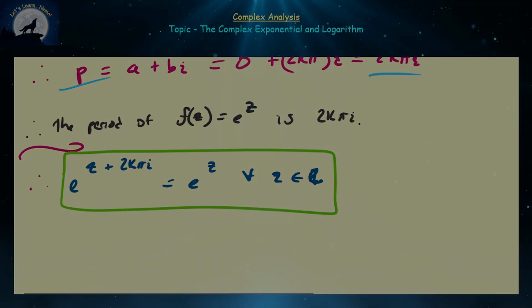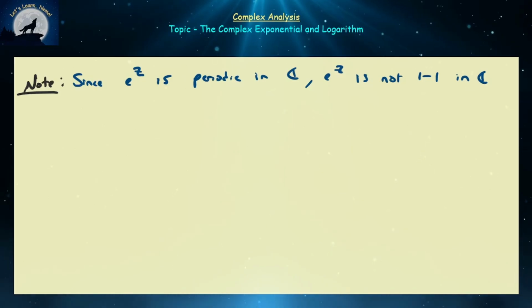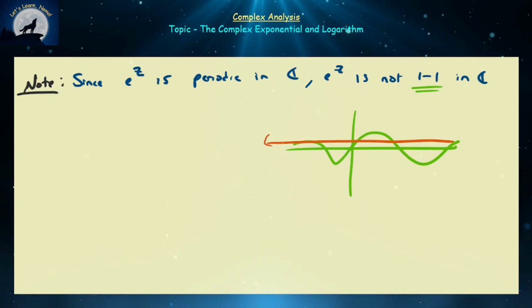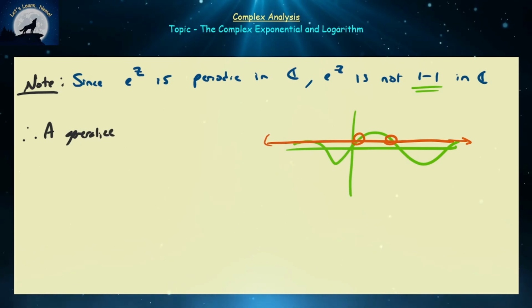What do we get as results from that? So since e to the z is periodic in the set of complex numbers, e to the z is not going to be one-to-one in C either. So let's just keep in mind what we mean by one-to-one. If we look at the set of real numbers, for example, sine or cosine, and we draw a line at y equals 0.5, it does not pass the horizontal line test. So if we try to invert this by switching x and y, it's not going to pass the vertical line test either.